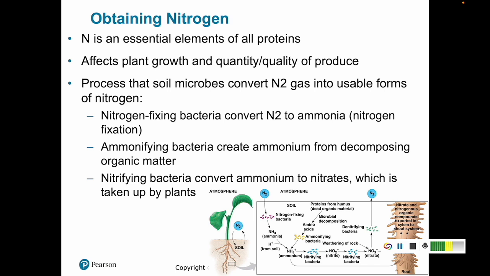And soil microbes will convert nitrogen gas in the air. So here, nitrogen-fixing bacteria take nitrogen gas in the air, and they convert it into ammonia. This is called nitrogen fixation, when you take nitrogen from the air into this form of ammonia. Then there are ammonifying bacteria that create ammonium from decaying organic material. And then nitrifying bacteria convert ammonium to nitrates, and those nitrates are what are taken up by the plant roots.